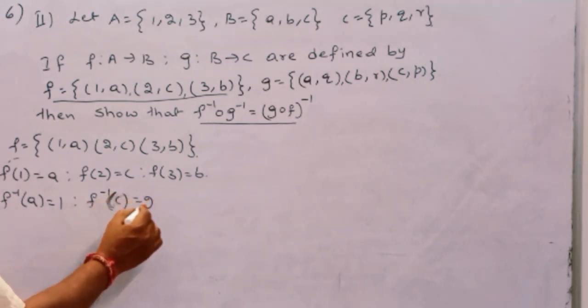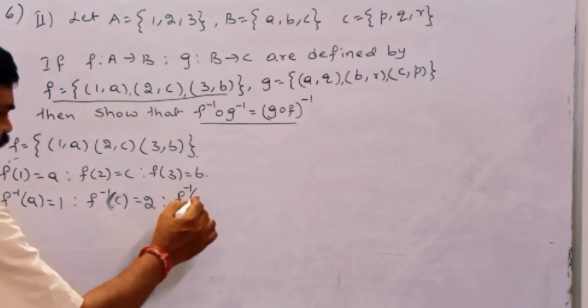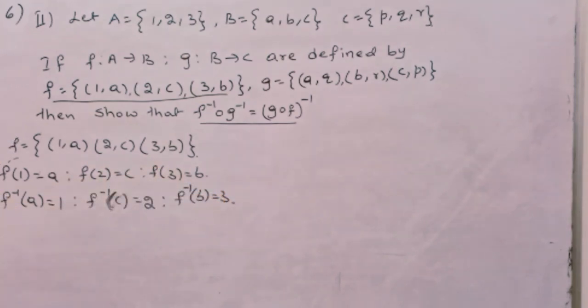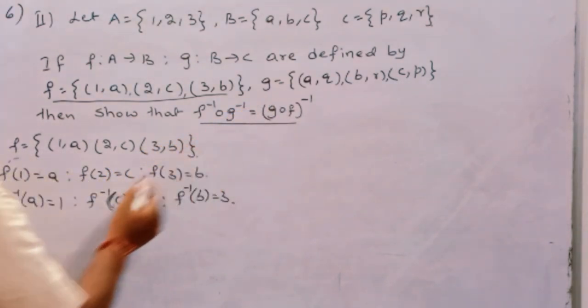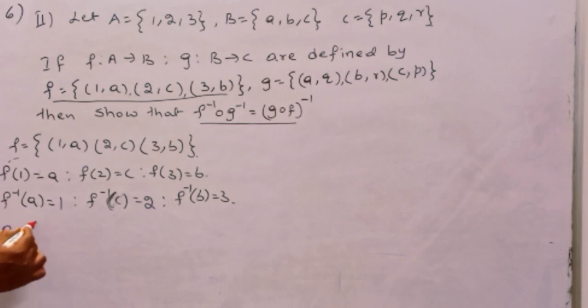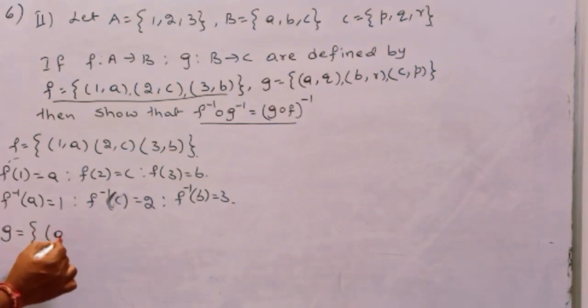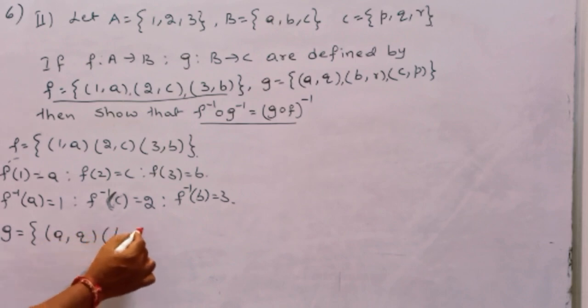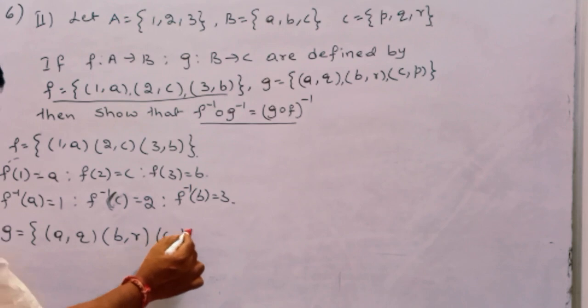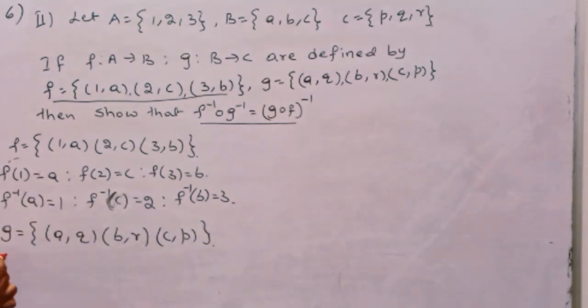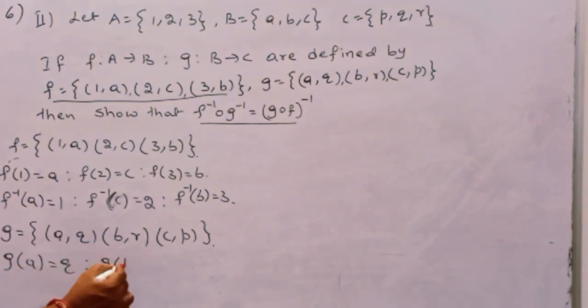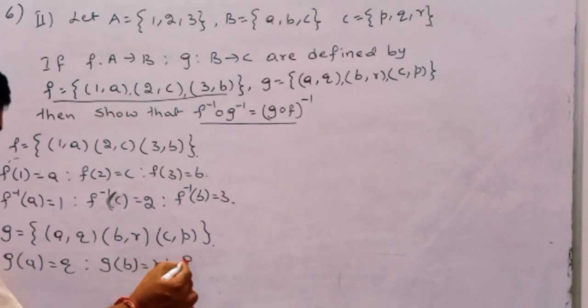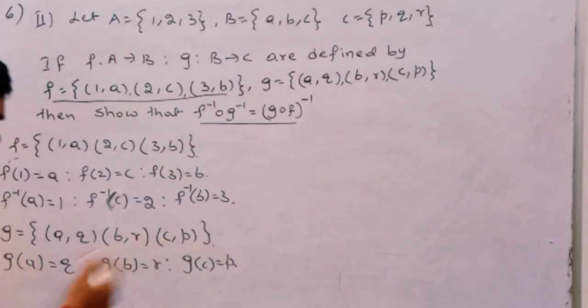F inverse of C is equal to 2. F inverse of B is equal to 3. Okay, all of it. So here, similarly, G is equal to the set of ordered pairs (A, Q), (B, R) and (C, P). So G of A is equal to Q, G of B is equal to R, and G of C is equal to P.